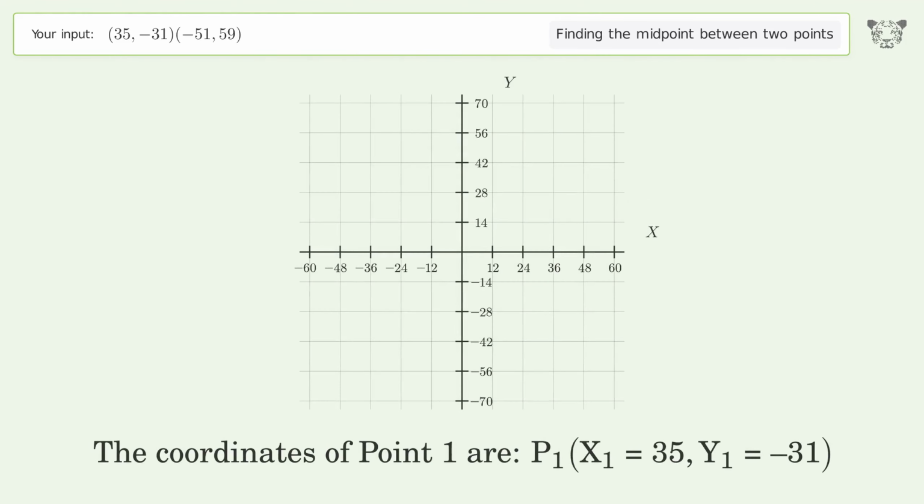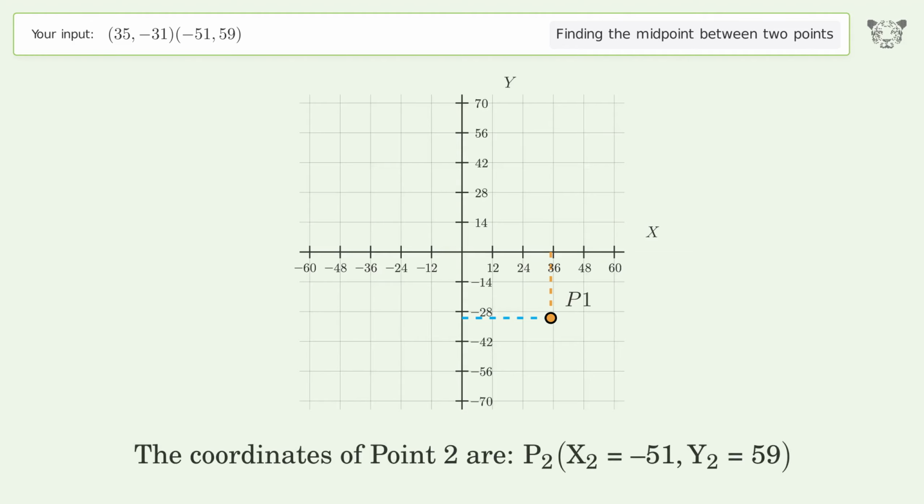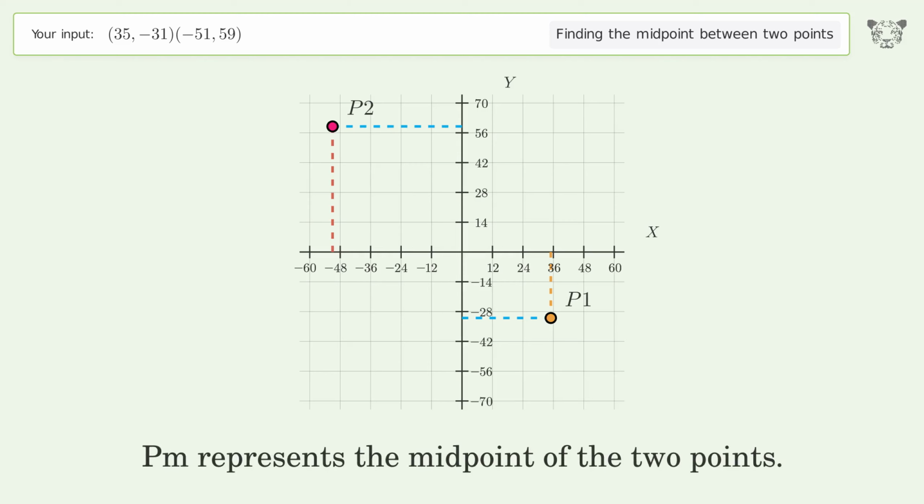The coordinates of point 1 are x1 equals 35, y1 equals -31. The coordinates of point 2 are x2 equals -51, y2 equals 59. PM represents the midpoint of the 2 points.